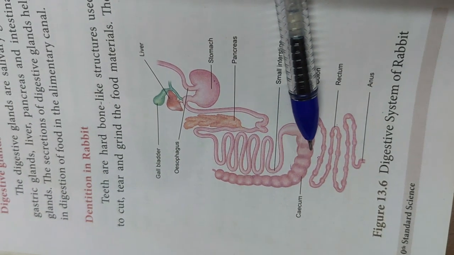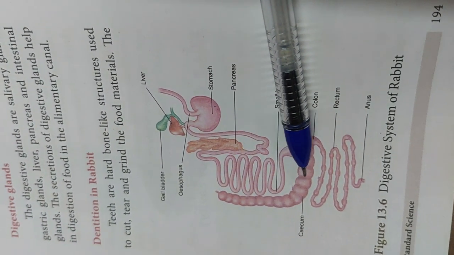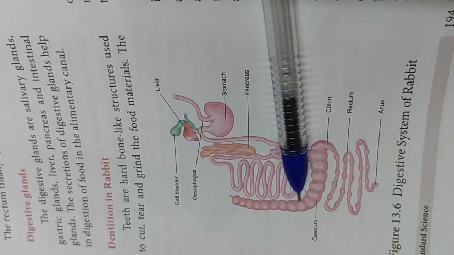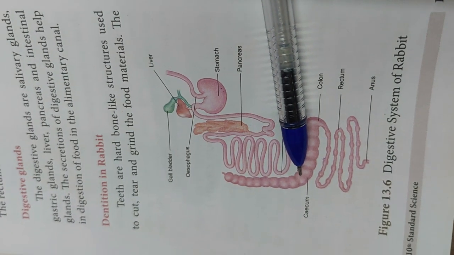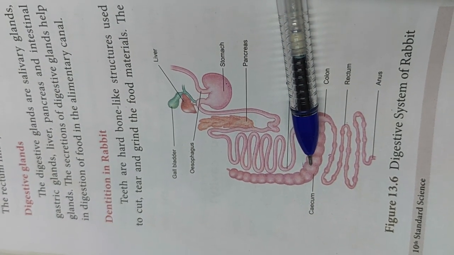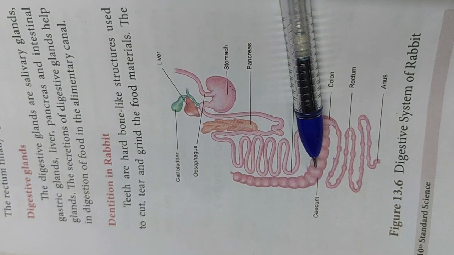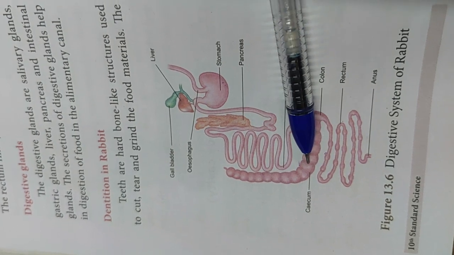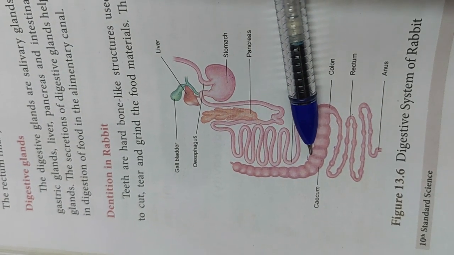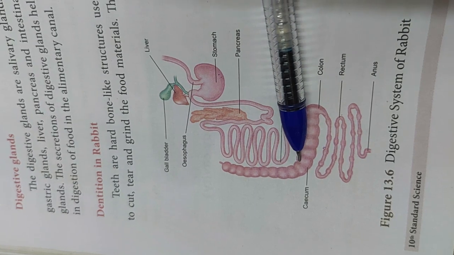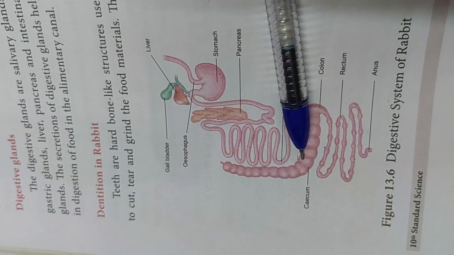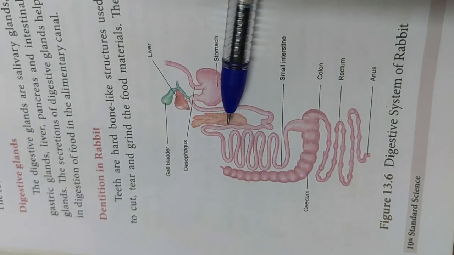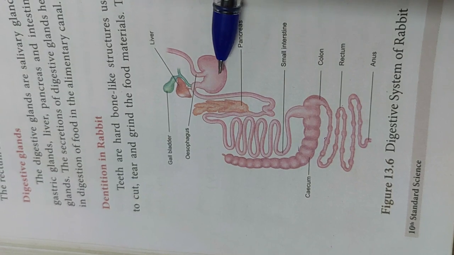And what is special about this cecum? Cecum is a very thin-walled sac like a bag. And here, a kind of bacteria lives. And we know very well that herbivorous animals eat plants. Yes, they eat grass. They eat vegetables. Now, the cell wall of the plant is made up of cellulose. Any herbivorous animal that eats plants is eating cellulose, isn't it?